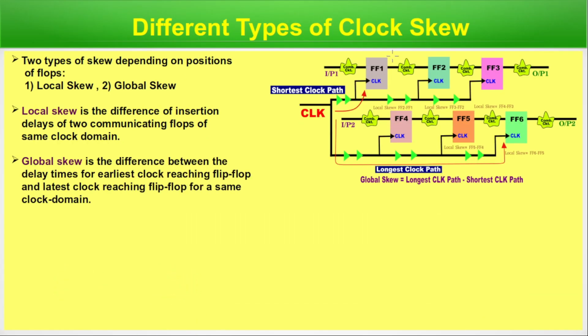So, different types of clock skew. There are two types of skew depending on the position of the clock: one is local skew, another is global skew. This is the diagram. This is the clock. Now the clock signal is getting divided in two parts here.